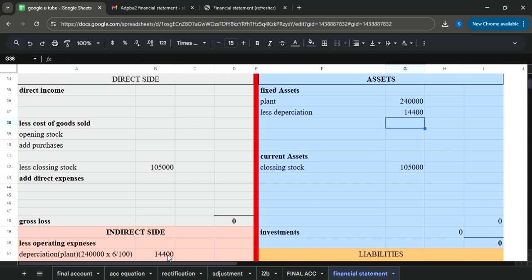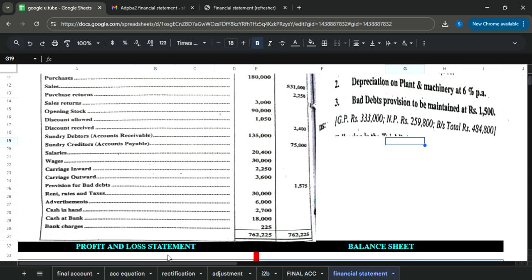So here we have calculated our depreciation. Better to write over here. Okay, 105,000 in the second column, better place. You may write over here as well, that doesn't matter. Alright guys, we have completed two adjustments.